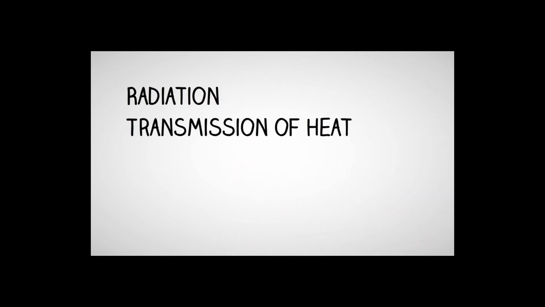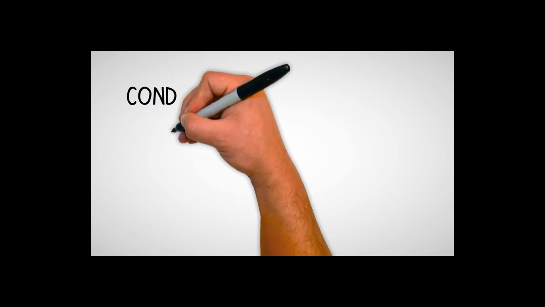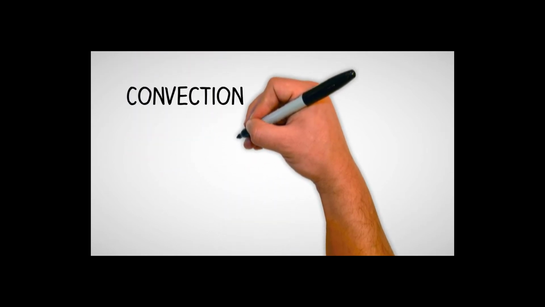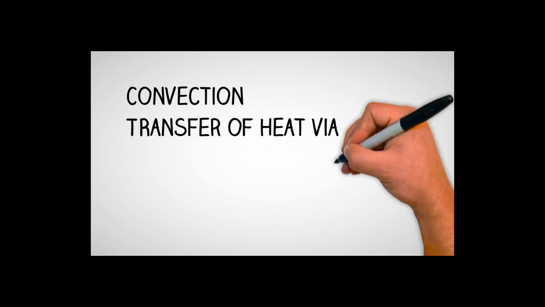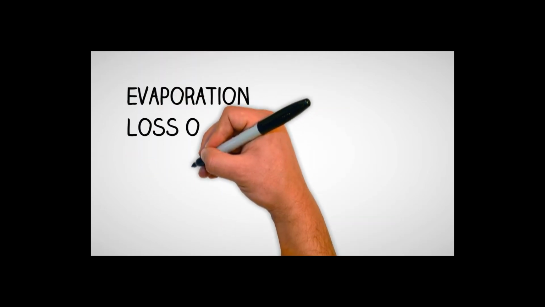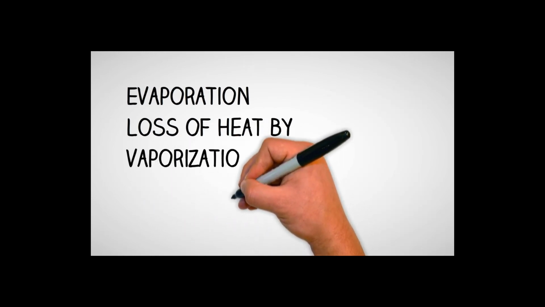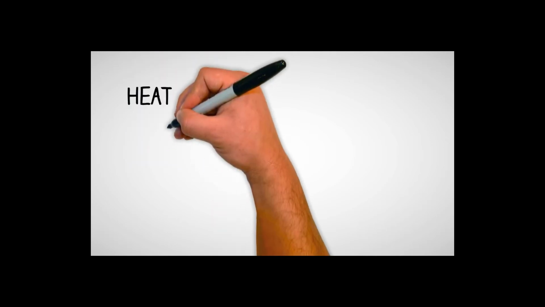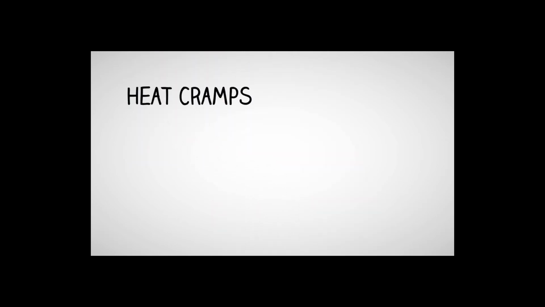So how do we lose heat? Well, radiation, which is the transmission of heat through space. Conduction, which is the direct transmission of heat, things like sitting on a cold surface. Convection, which is the transfer of heat by circulation of the heat particles, like wind chill. And then finally, evaporation, which is the loss of heat by vaporization of liquid. And this is really the only effective means that people have in high temperatures, to dissipate heat.